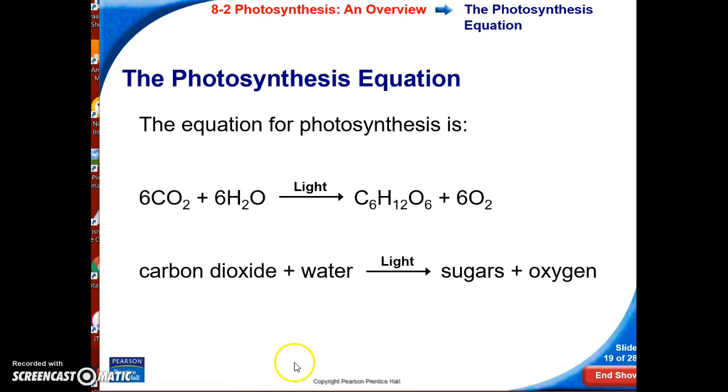This is a review of the equation for photosynthesis. So if we just write out this equation, we see that carbon dioxide needs to be added, water needs to be added along with light, and then what we get out is our high energy sugar, our glucose molecule, and we get oxygen out.